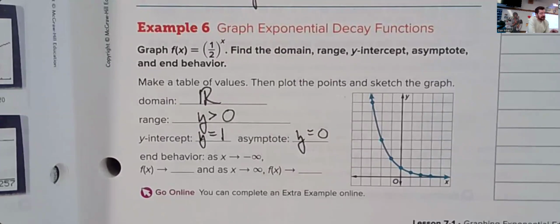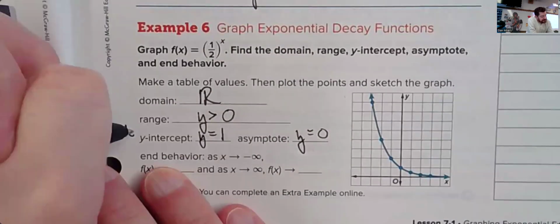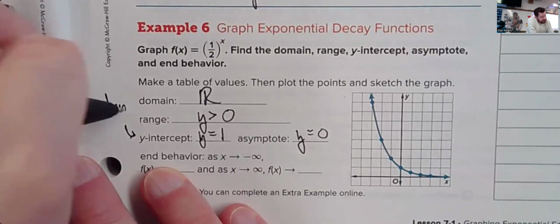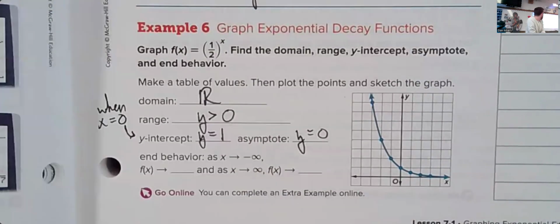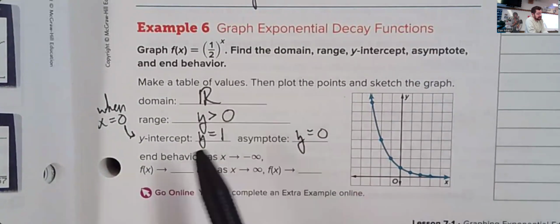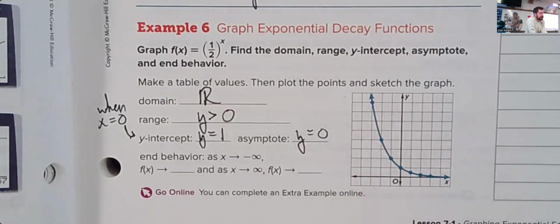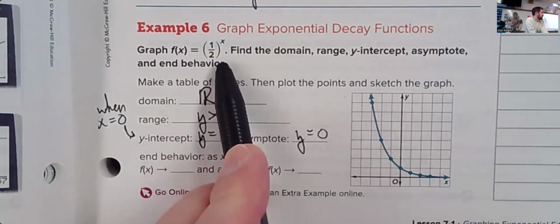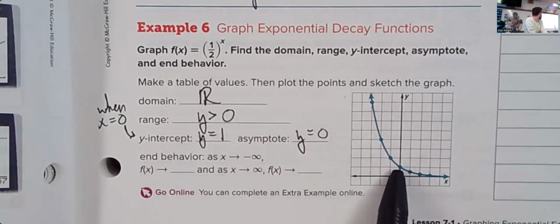Now, if you need a reminder, the y-intercept is always when x equals 0. So whenever x is equal to 0, that's your y-intercept. So plug in 0 for x into the function, whatever the y value is, that's your y-intercept. But here, anything to the 0 power is 1, so 1/2 to the 0 power is 1. We can also just see it on the graph.